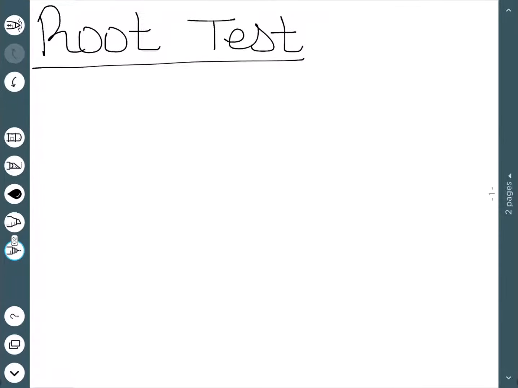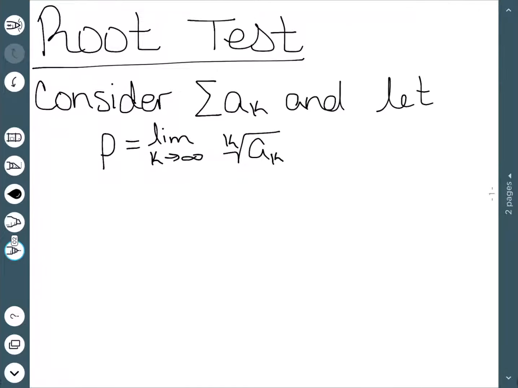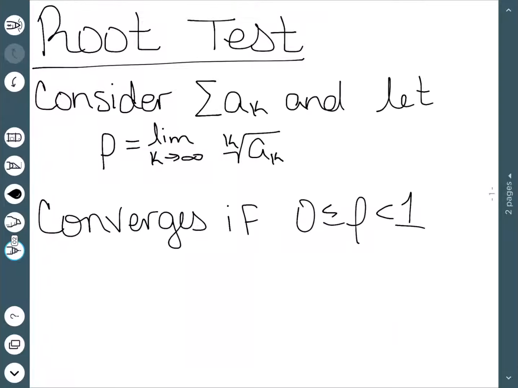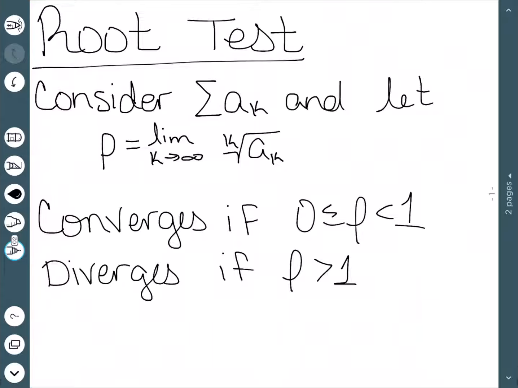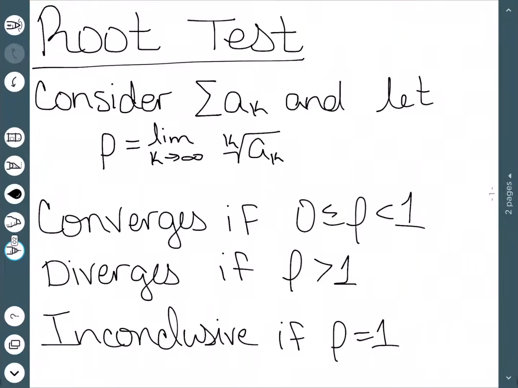The next convergence test we'll look at is called the root test. We're going to consider the series a sub k, and we're going to let rho be equal to the limit as k goes to infinity of the kth root of a sub k. This will converge if our value of rho is between 0 and 1. It diverges if rho is greater than 1. And it's inconclusive if rho is equal to 1.